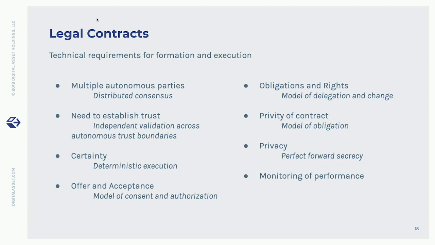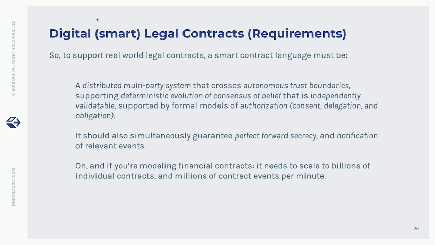Finally, we're going to need some provision for secrecy in our architecture. And we're also going to need some way to guarantee that parties will be notified of the appropriate events that occur with respect to the privacy. So ultimately, we end up needing a distributed multi-party system.